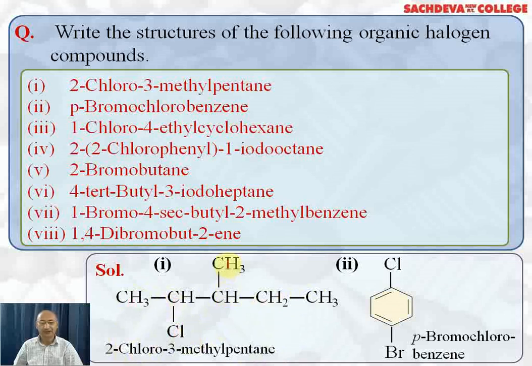Third carbon attached methyl, it becomes 3-methyl. Fill up the valency, as every carbon has valency 4. So this is the structural formula of 2-chloro-3-methylpentane. Here we have to write para-bromo-chlorobenzene. So first write benzene ring. Para-bromo means Br at fourth position, chlorobenzene Cl at first position. So this is the structural formula.